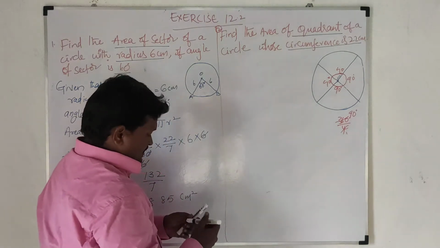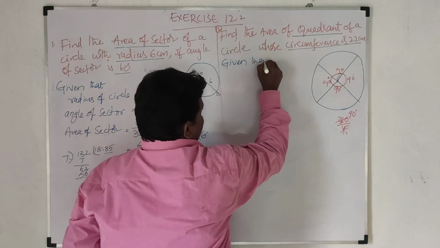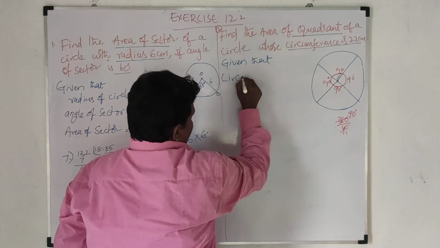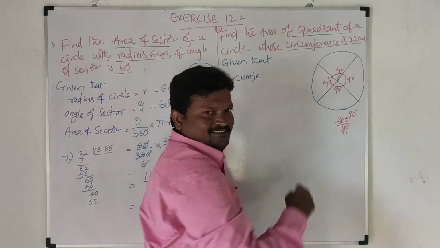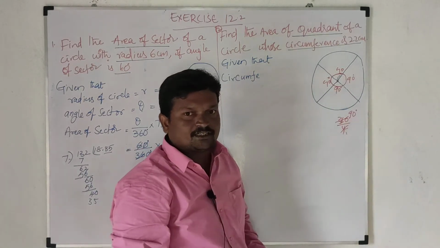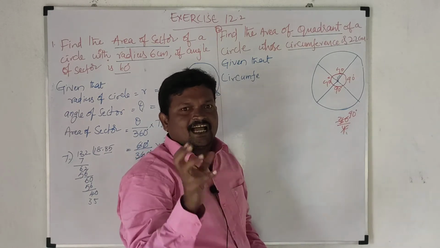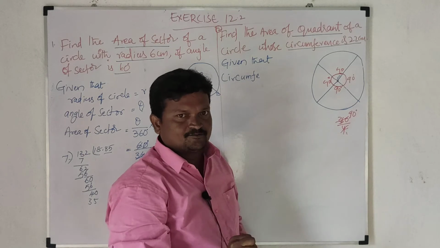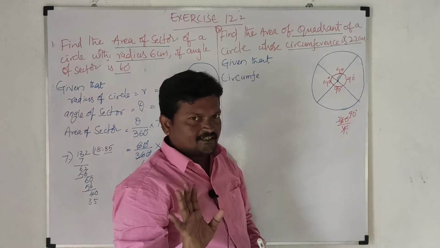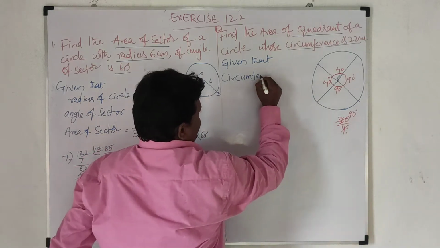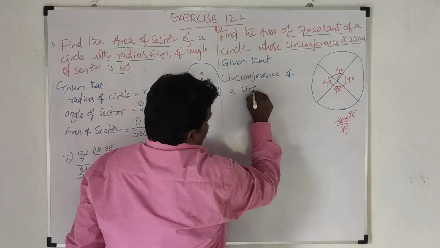So now see that in the question it is given the circumference of the circle. And this quadrant is also nothing but a sector. What is the difference between a sector and a quadrant? The sector has some angle, we don't know that angle, but in a quadrant the angle should be 90 degrees.